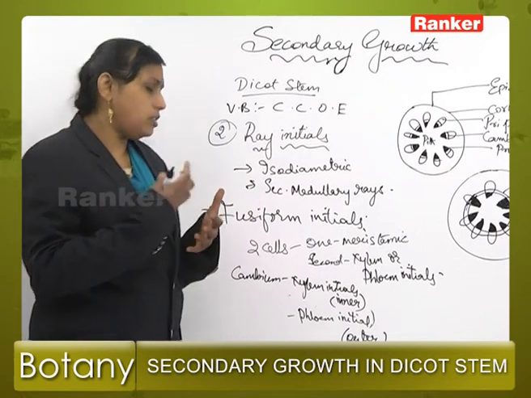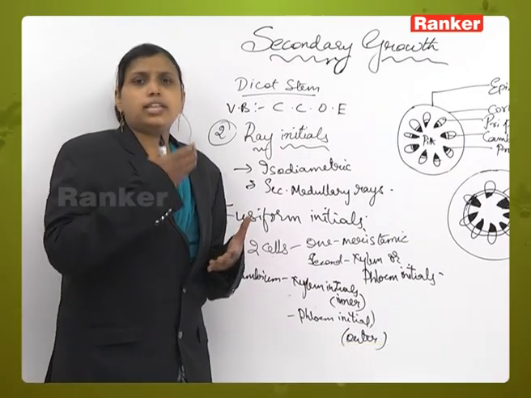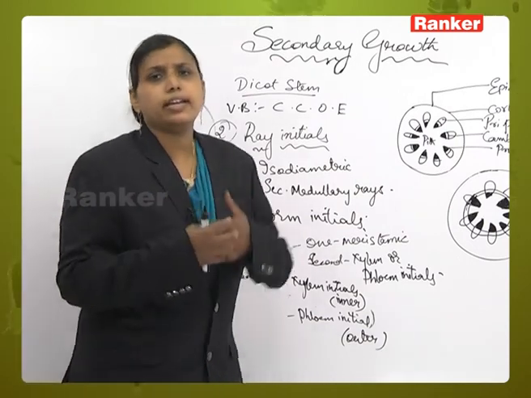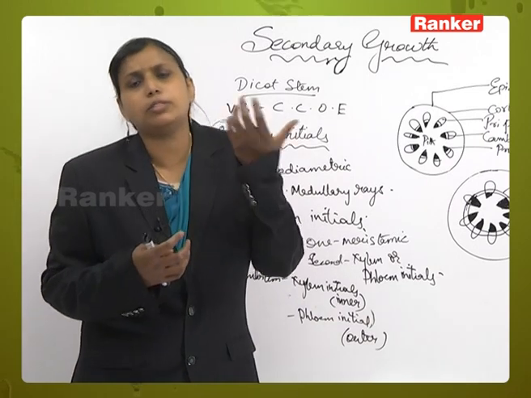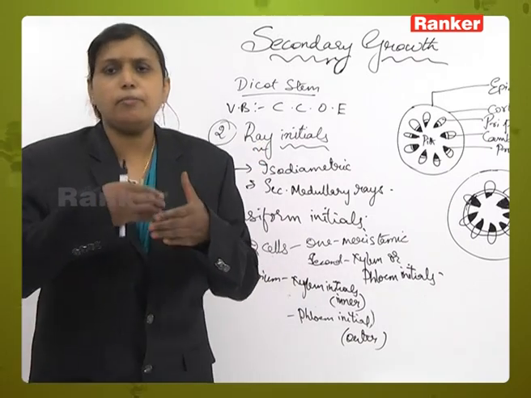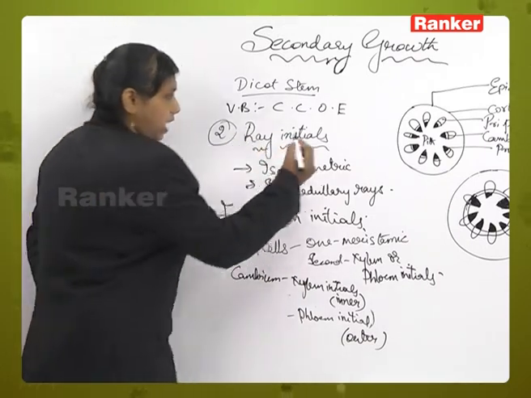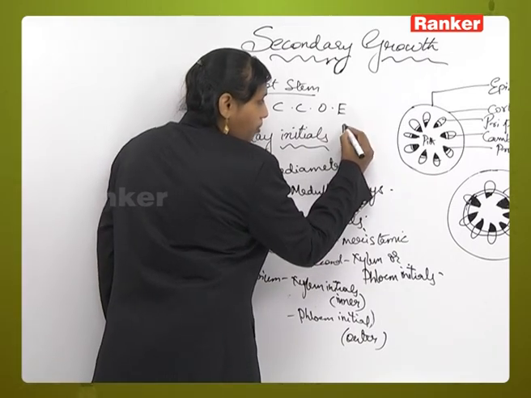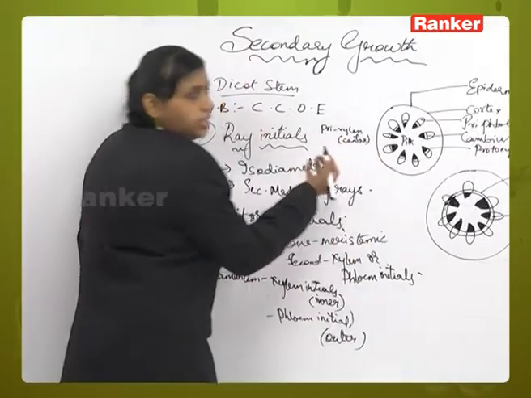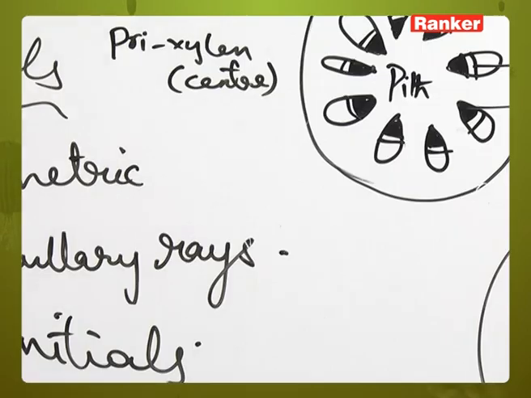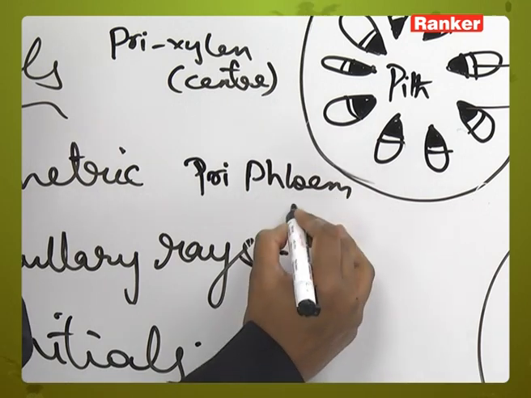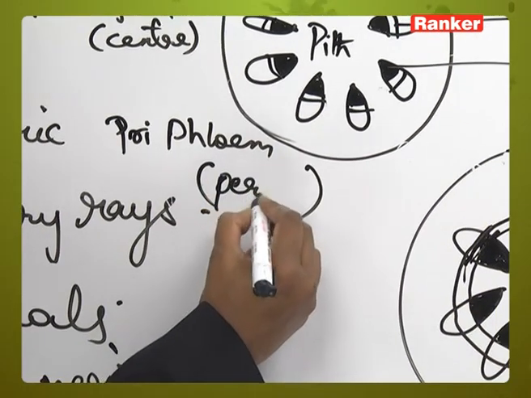In a similar way, when there is a growth of the secondary xylem, it will push the primary xylem towards the center, and when there is a growth of secondary phloem occurring, more division leads to the formation of secondary phloem, and as the secondary phloem comes, it pushes the primary phloem towards the outer surface. So the primary xylem is pushed towards the center by the secondary xylem, and the secondary phloem pushes the primary phloem towards the periphery.